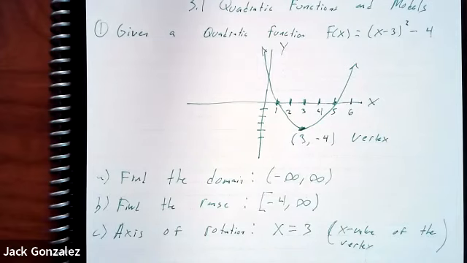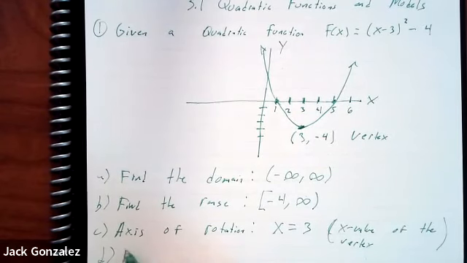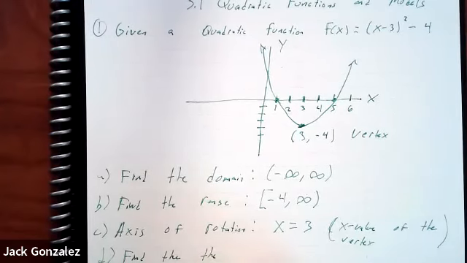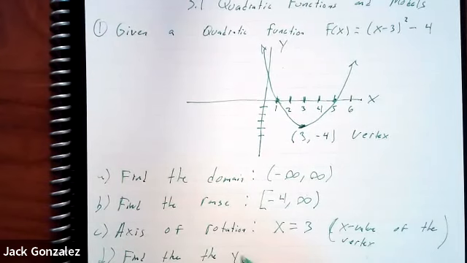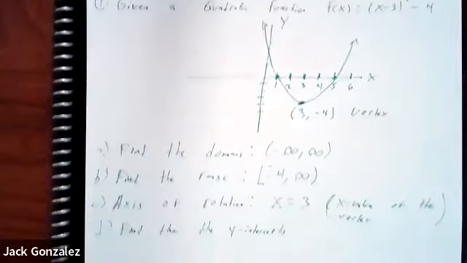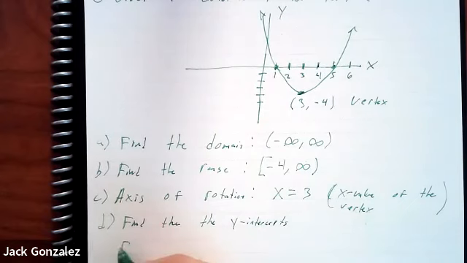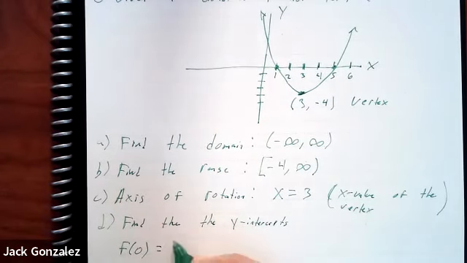Now the intercepts, part D, says find the y-intercept. Do you remember how to find the y-intercept? They'll probably give you a graph, but if they don't, do you know how to find it? How do you find the y-intercept? Let X be 0. So in other words, plug in 0 for all your X's.